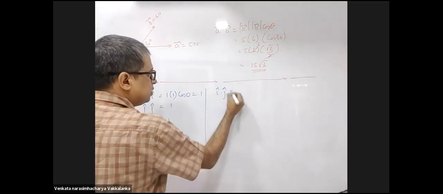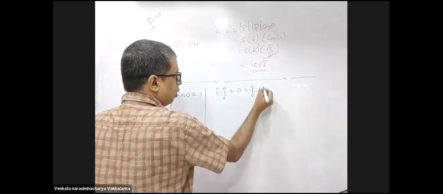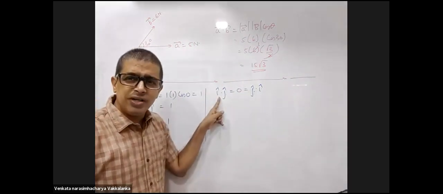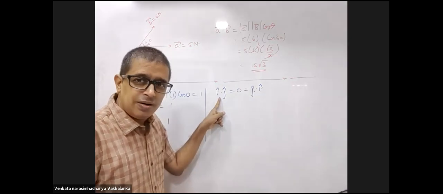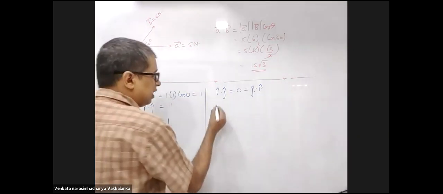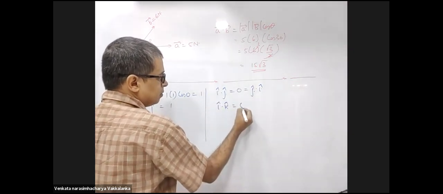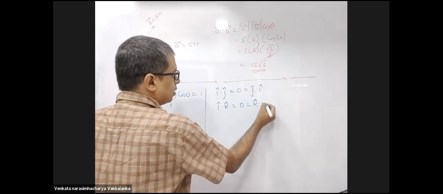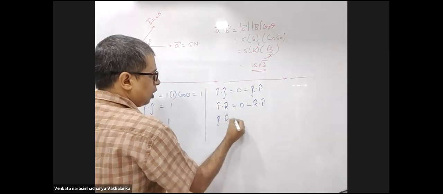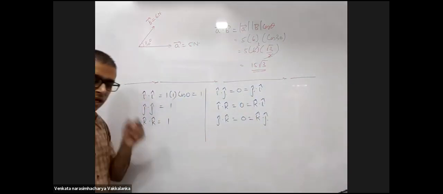I dot J is 0. J dot I is the same, 0. The commutative law is obeyed. Why is I dot J 0? Because they are mutually perpendicular, theta is 90, so cos theta is 0. I dot K is 0. K dot I is 0. J dot K is 0. K dot J is the same, 0.